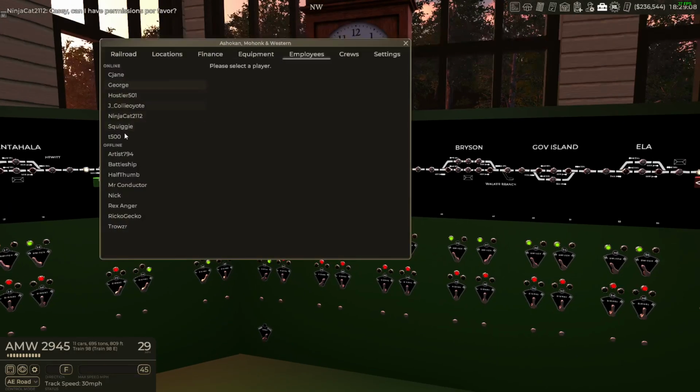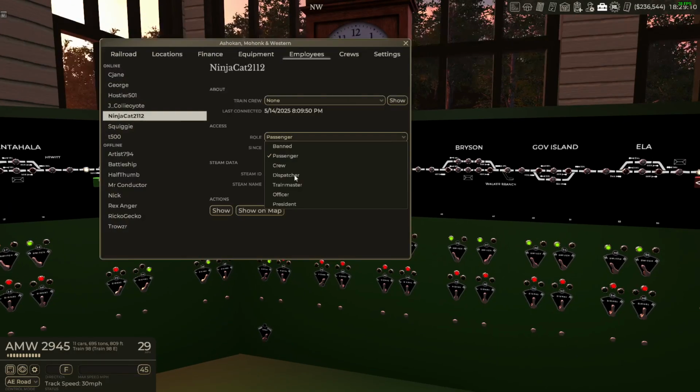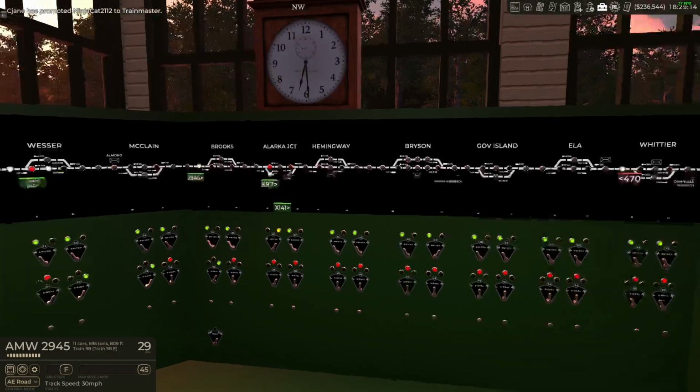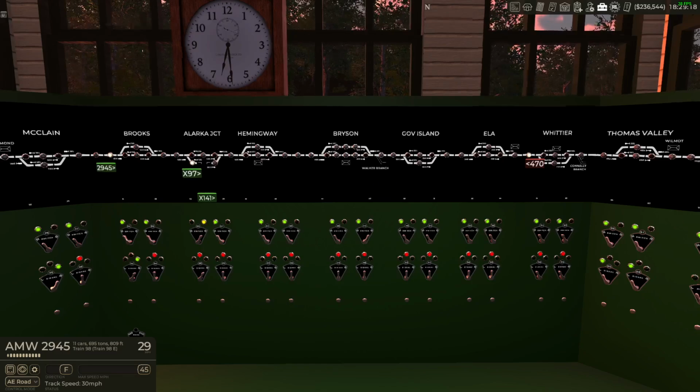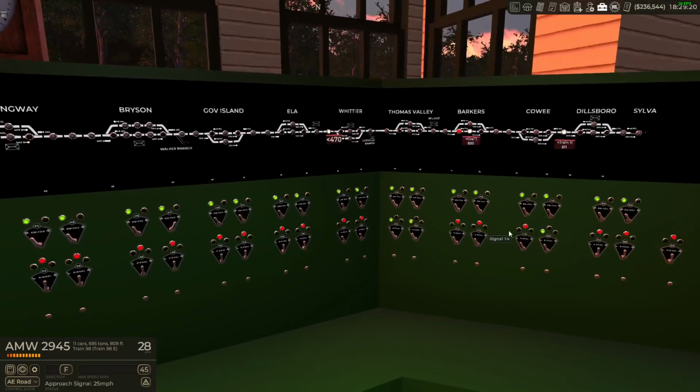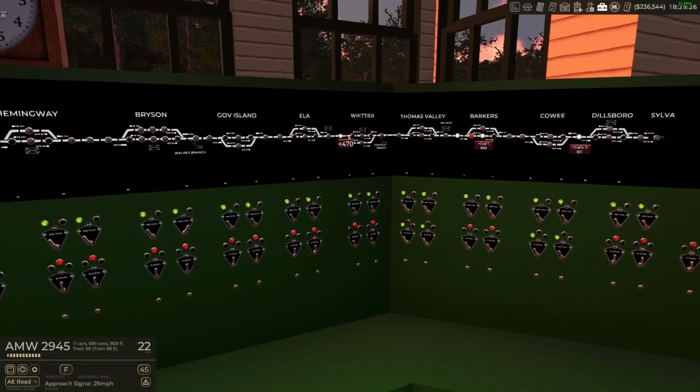Oh, Rudy needs to not be a passenger. Rudy, congratulations. You're now a train master. 611 to towers, which is London lock for mainline operation. 611 line lock main. I'm gonna get you going out of that block next.